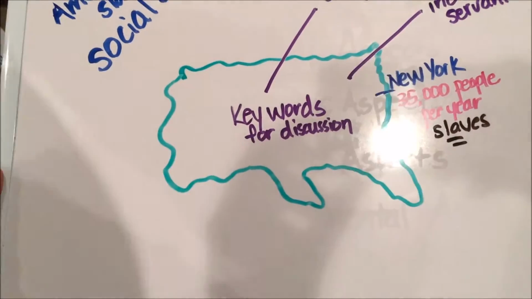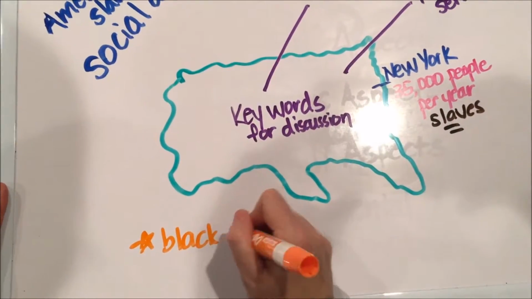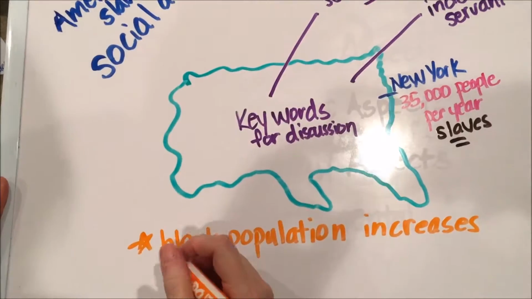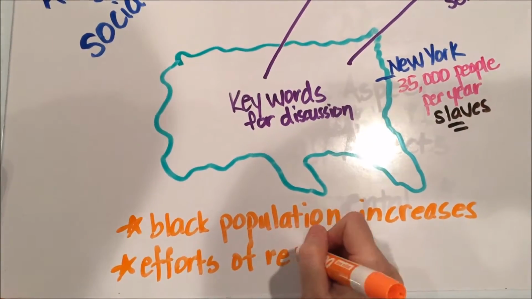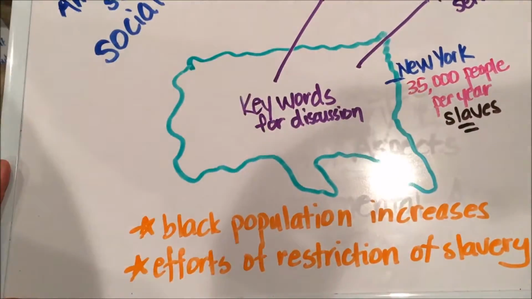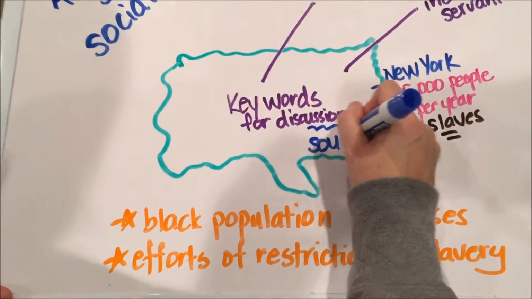Two effects that slavery had were that the black population increased a lot, and the efforts of restriction of slavery led to a divide in America between the North and the South. The North supported anti-slavery, the South supported slavery and needed it for their wealth. Later on, this led to the Civil War.